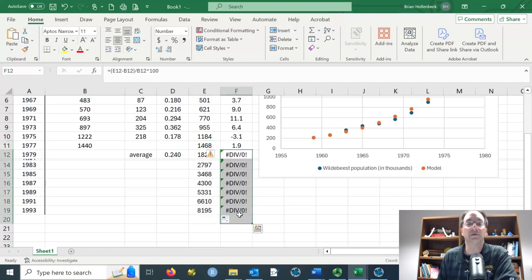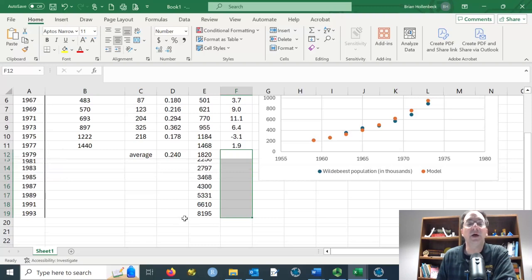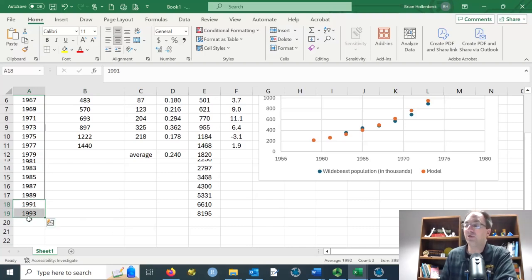Okay, and of course these are meaningless since we don't know the actual, since I haven't given it to you. And so as you can see, we have a prediction of about 8,195,000 for the wildebeest population in 1993. So that's about 8 million, 8.2 million. And if we want to go all the way to 2023, we can do that.